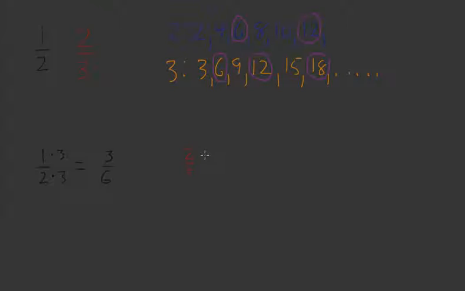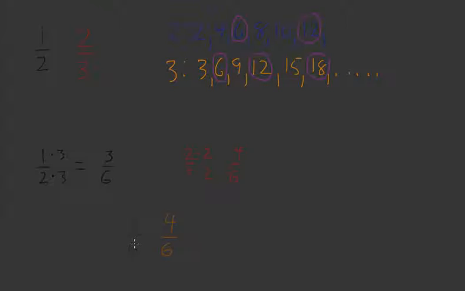Okay, and we're going to times this by 2, and we're going to times this by 2 as well. Okay, and now what we have is 4/6. Then if we compare them, let's do that right now. So here we have 3/6, okay, and we have 4/6. All right.